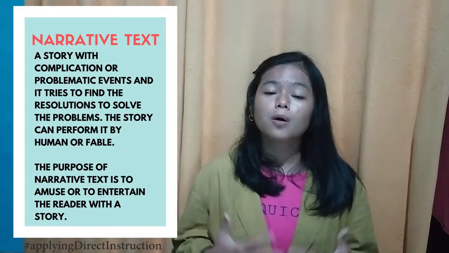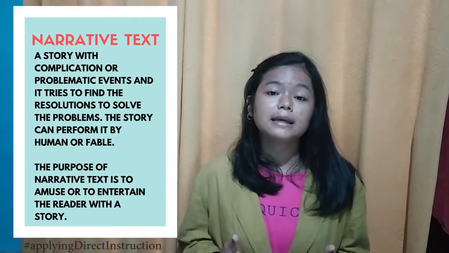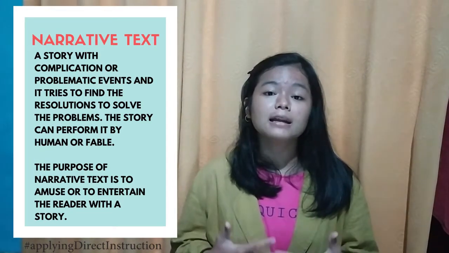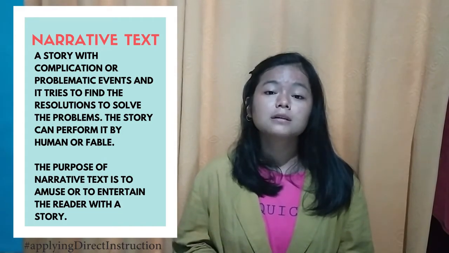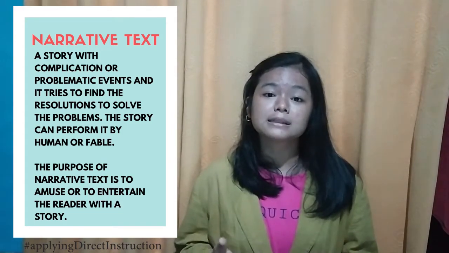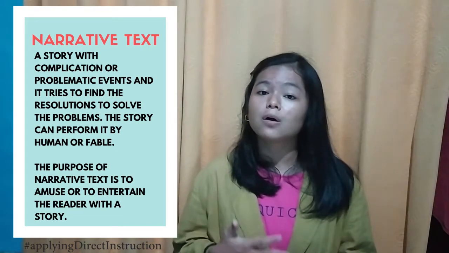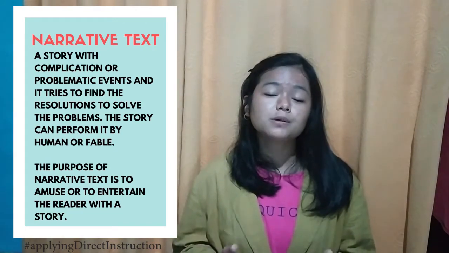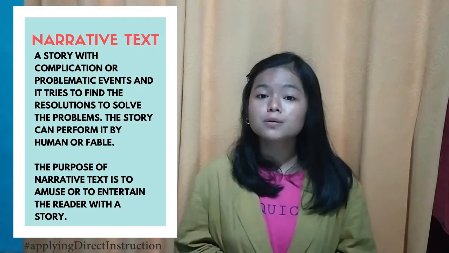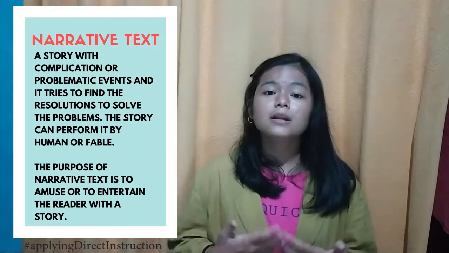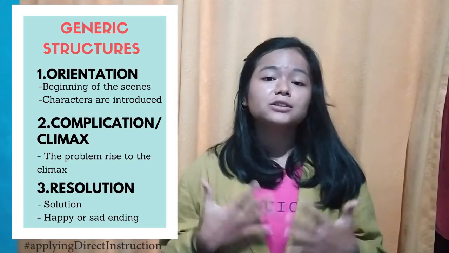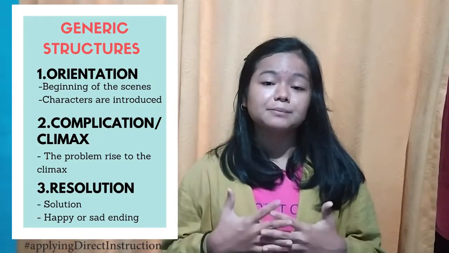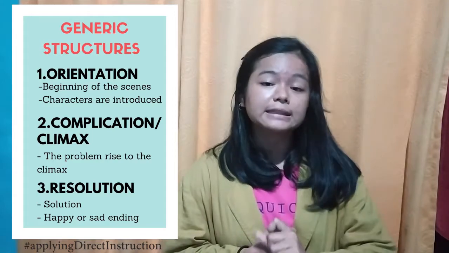So, narrative text is a story of complicated or problematic events and it tries to find the resolution to solve the problem. The characters in narrative text can be performed by humans or animals. And the purpose of narrative text is to amuse or to entertain the readers with an imaginary story. There are three generic structures of narrative text. The first one is orientation.